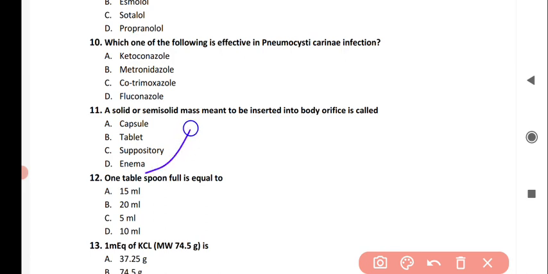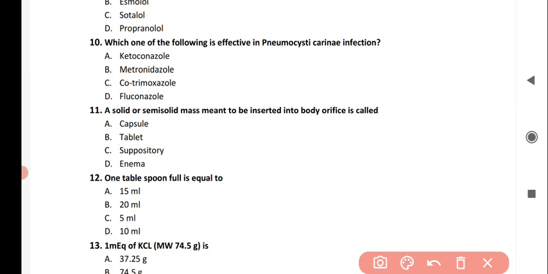In this, one important term is enema. Enemas are injections of fluid that are used to clean or stimulate the emptying of your bowel. So option C will be correct. That is, suppositories are the semi-solid masses that are meant to be inserted into the body cavity.